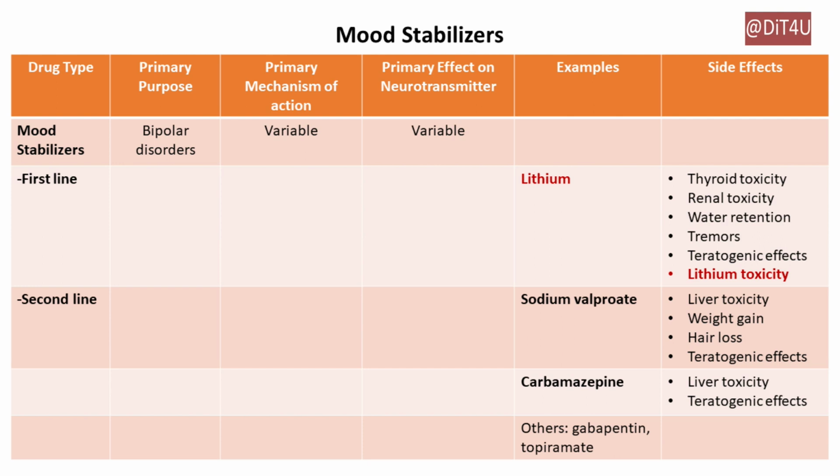Again, carbamazepine comes after sodium valproate. It is also metabolized in the liver, therefore it can cause liver toxicity and teratogenic effects, similar to sodium valproate, open neural tube defects. Third line would be the other anti-epileptics, such as gabapentin and topiramate. So from second line onwards, they're all anti-epileptics, which are also mood stabilizers.